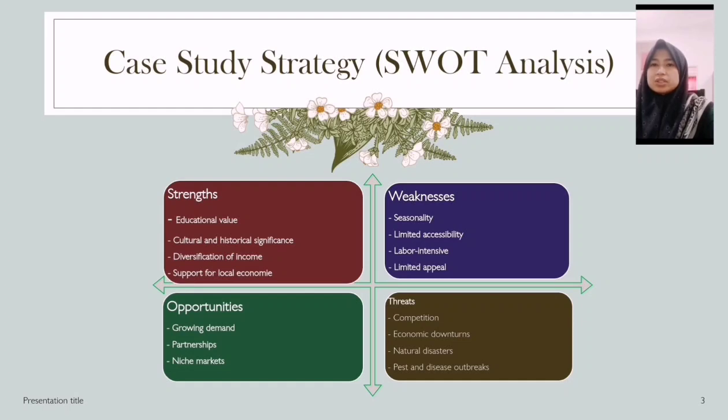So for the weaknesses, we can see here seasonality. Agritourism is often seasonal, with the busiest time occurring during the growing season or around holidays. This can make it difficult to generate consistent income. Then limited accessibility. Some agritourism operations may be located in remote areas, which can make them difficult for some visitors to access. And the labor intensity.